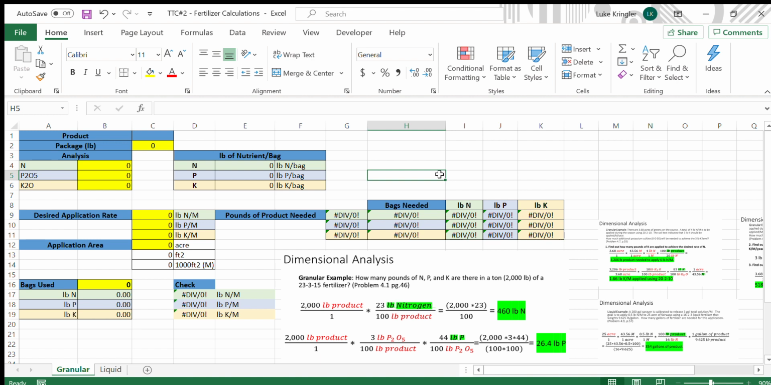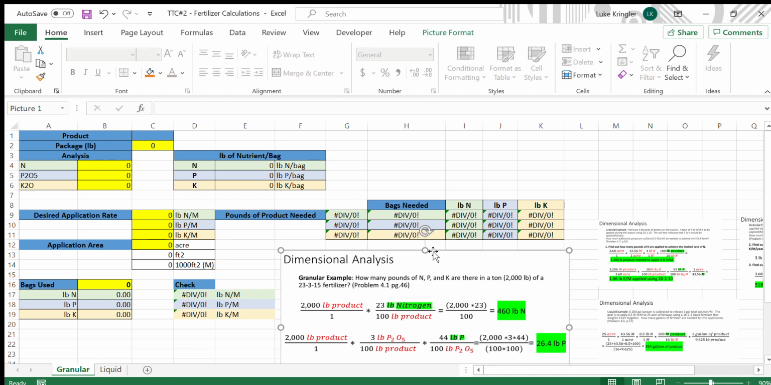So let's get going with our first example here. We'll look and we see a granular example with how many pounds of nitrogen, phosphorus, and potassium are there in a 2,000 pound parcel of a 23-3-15 fertilizer.